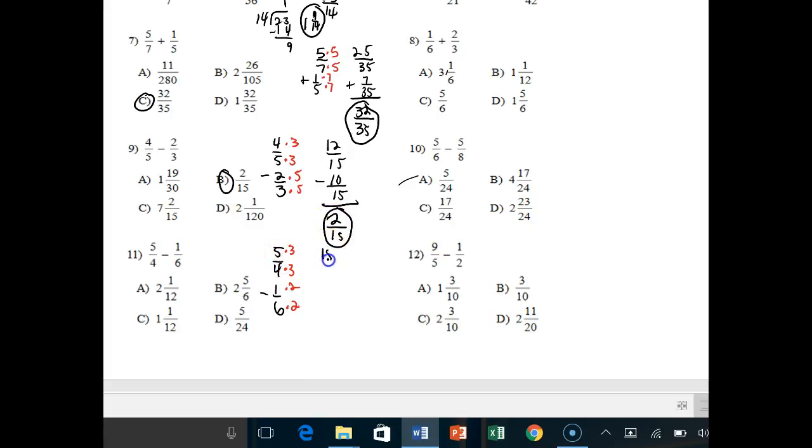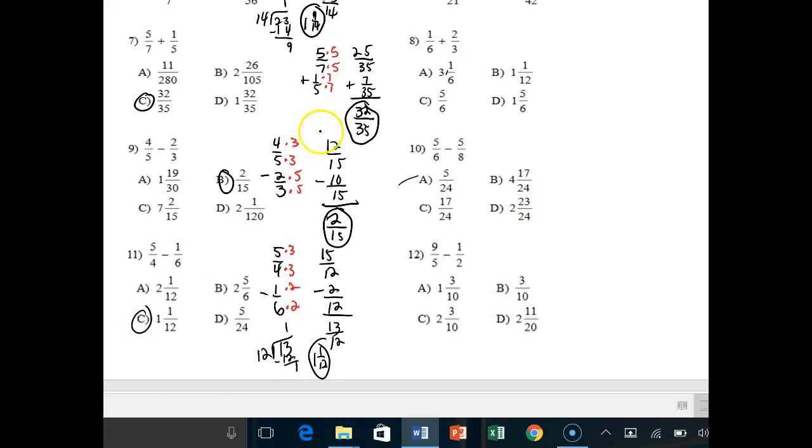So I'll get 15 over 12 minus 2 over 12. That will give me 13 over 12. And then I'll have to do 12 into 13 because this is improper. It goes in there 1 time with 1 left over, so I'll have 1 and 1/12.